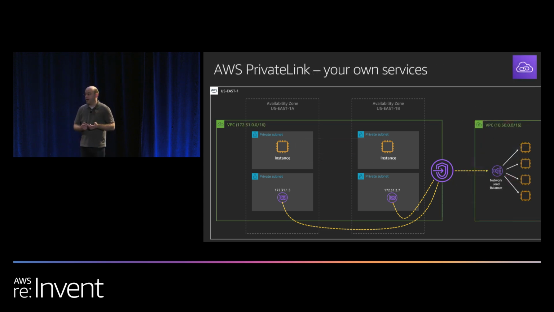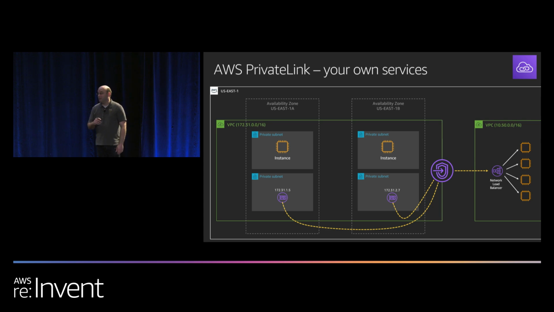Interface endpoints are powered by something called AWS PrivateLink that's also available to you. In the case of PrivateLink, we have a consumer-producer relationship. The producer has a network load balancer. That network load balancer is able to send traffic onward to target groups, and consumers receive these projected network interfaces. So here you can see PrivateLink for your own services. The customer on the left can access the content provided by the producer, on the right.